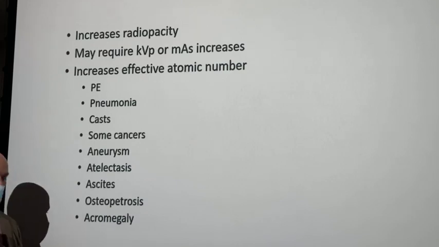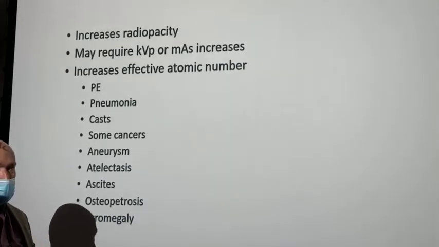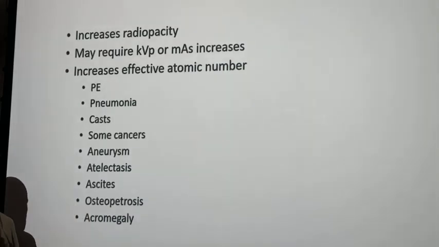If the patient had a prosthesis, you know, they got a hip replacement or a knee replacement, you may have to increase KVP. So if it's something that's not soft tissue and it's an additive condition, then you would increase KVP. But if it's soft tissue, you would increase mass.